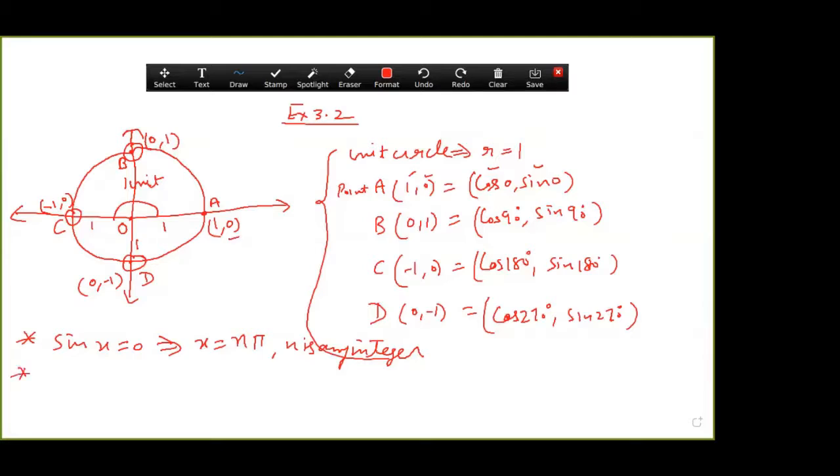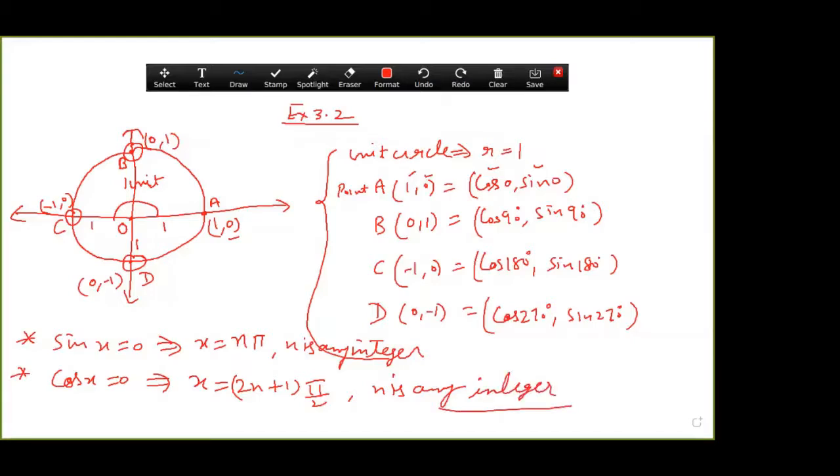If we talk about cos x equal to 0, what we have to remember? The value of x is always an odd multiple of pi by 2. That is, 2n plus 1 times pi by 2, an odd multiple of pi by 2, where n is any integer. This is a way to learn the values.